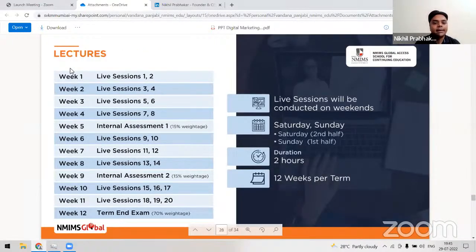And if you look at the lectures, live sessions will generally be conducted on the weekends. Mostly people are joining from the industry, so the sessions have been kept on weekends, generally Saturday and Sunday. So Saturday second half or Sunday first half. The duration of a session is roughly 2 hours. There might be a break of 5 minutes here and there, so that participants can freshen up. There are 12 weeks per term, so every week you have sessions on Saturday and Sunday. Okay? This is how the module is for one certificate program of 3 months.